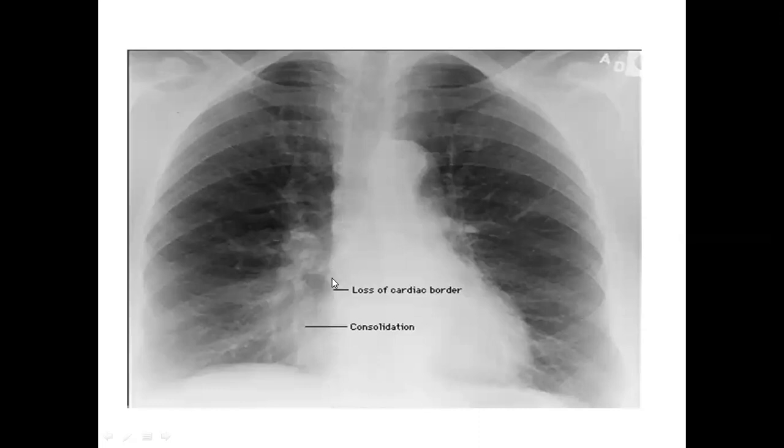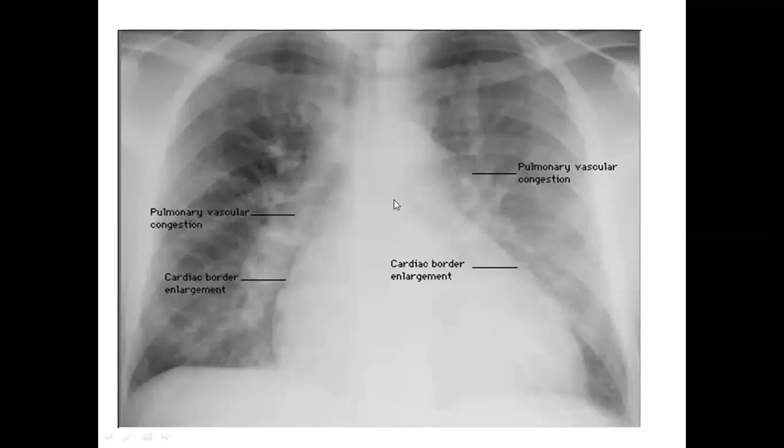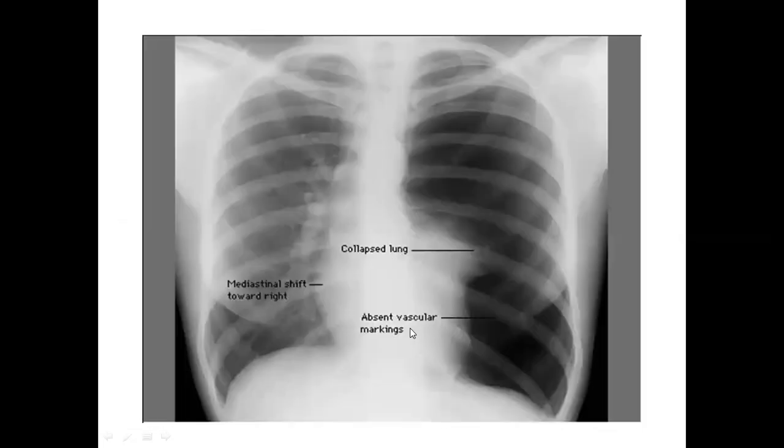So loss of cardiac borders, you are finding consolidation, pulmonary vascular congestion, enlargement of the heart, you are finding collapsed lung here, absent vascular markings, the mediastinum is shifted onto the right, okay, because of the collapse of the left lung.